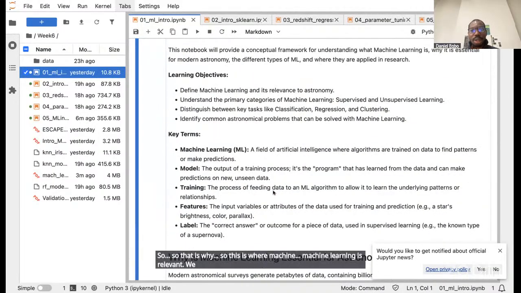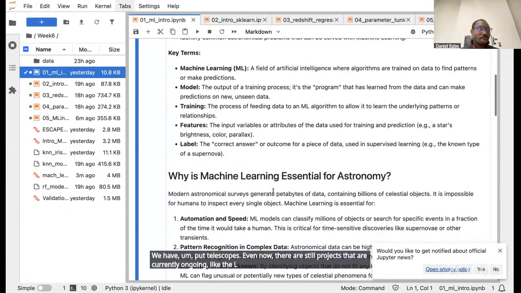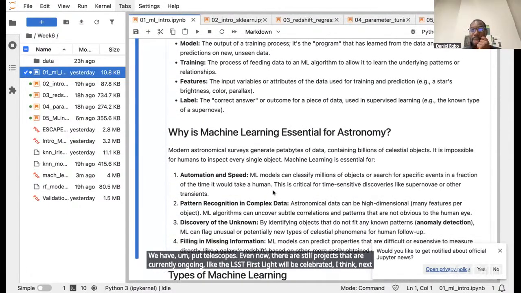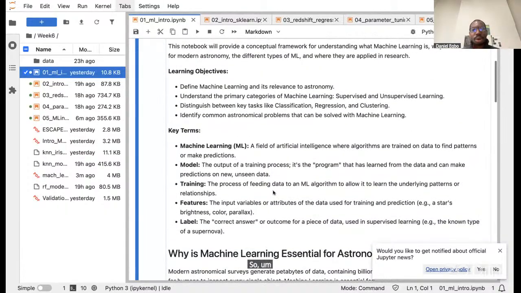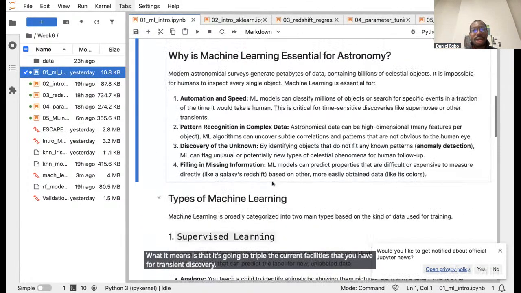We have tons of telescopes, we have data everywhere. Even now, there are still projects currently ongoing, like the LSST, whose first light will be celebrated, I think, next week Monday. It's going to be the largest transient discovery instrument ever in the history of mankind. What it means is that it's going to triple the current facilities that you have for transient discovery. Now, these things are there, and we need them.